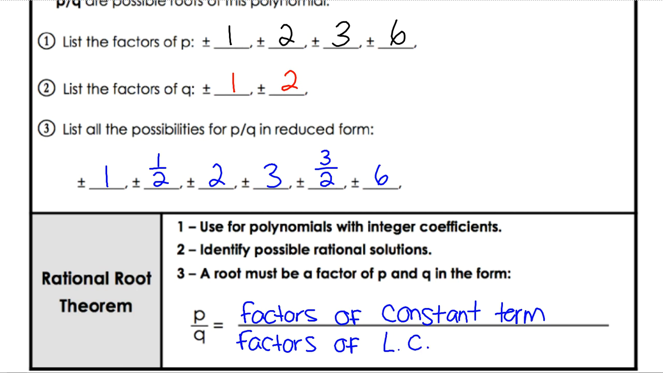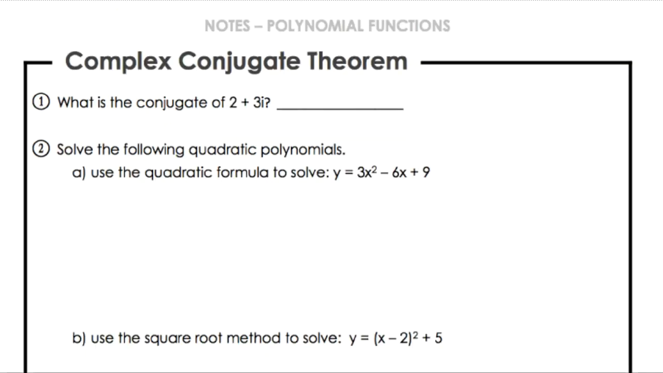So that gives us all of our possible rational roots. Our final theorem is called the complex conjugate theorem. So you have to recall some old knowledge here. Remember that the complex conjugate takes something of the form a plus bi, and the conjugate switches the sign. So in this case, the conjugate of 2 plus 3i is 2 minus 3i. All right. So we're going to use that as we solve some polynomials here.